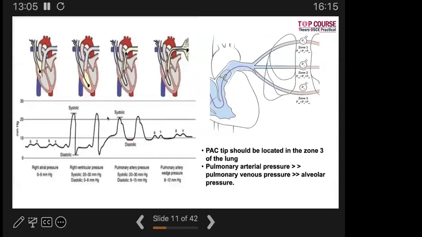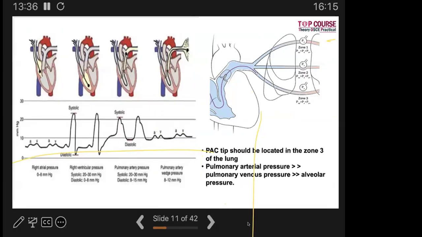And as Sir told, when you are inserting the pulmonary artery catheter in various chambers and locations, the waveforms vary. When it reaches the initial right atrium, you can see the A and V waves. When it reaches the right ventricle, you can see a systolic and a diastolic wave. And when it reaches the pulmonary artery, you can see the diastolic wave disappear and only the systolic waveform. And once you wedge the pressure, you can again see the A and V waves.